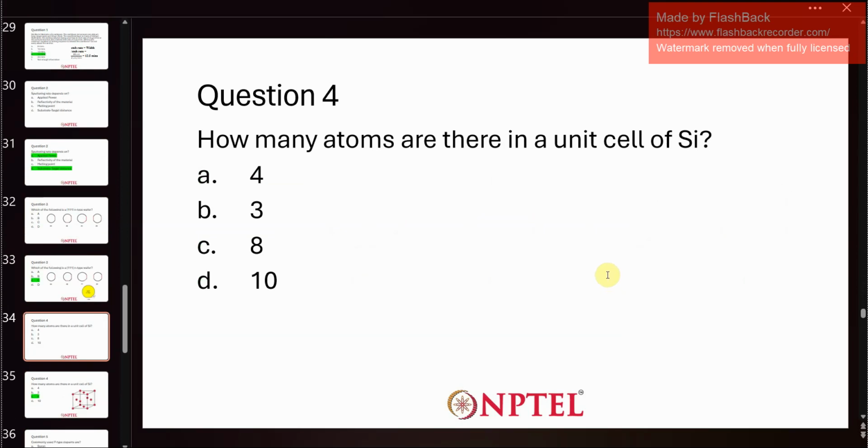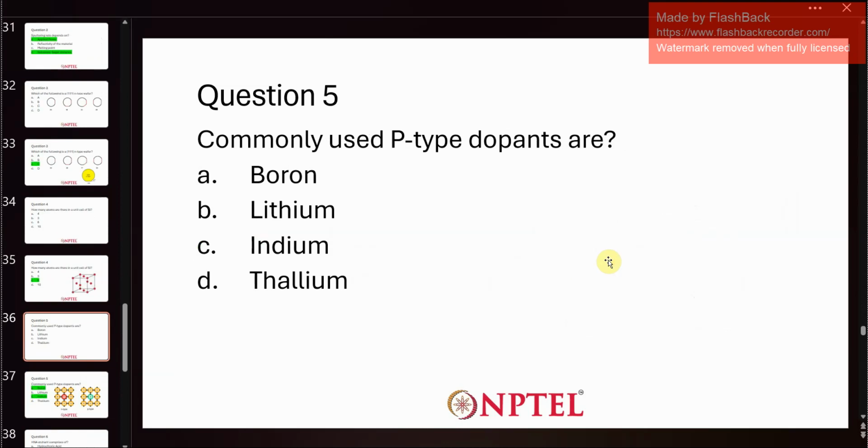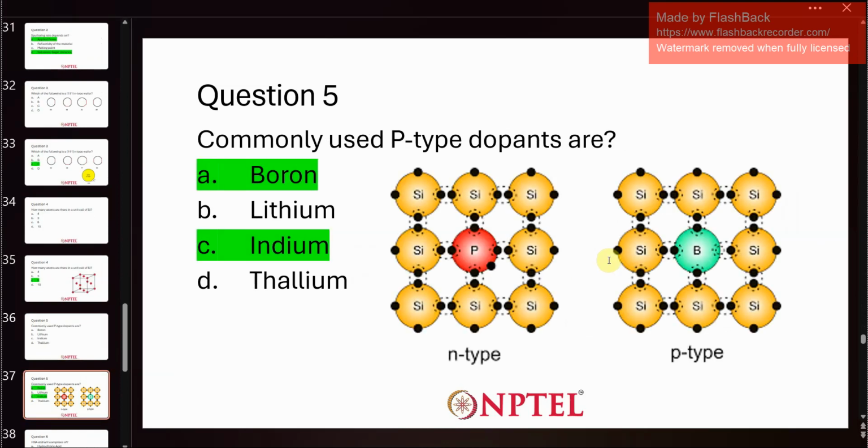So then we come to question 4, which is how many atoms are there in the unit cell of silicon. The answer is 8 atoms. Then the fifth question is what are the commonly used p-type dopants. Basically, p-type dopants have holes as the charge carriers, and n-types have electrons as the charge carriers.